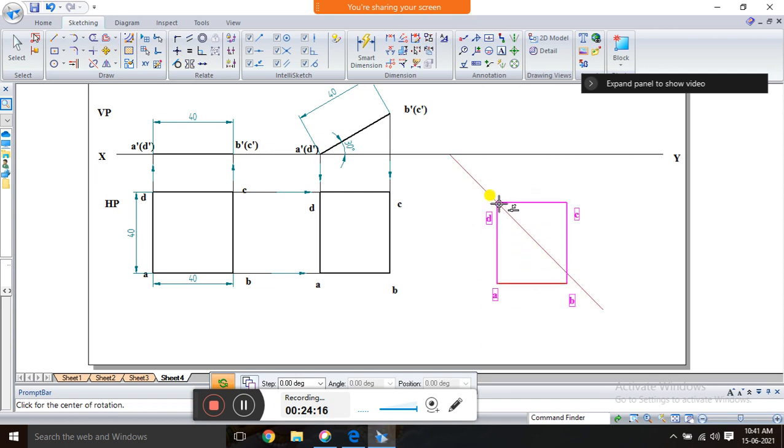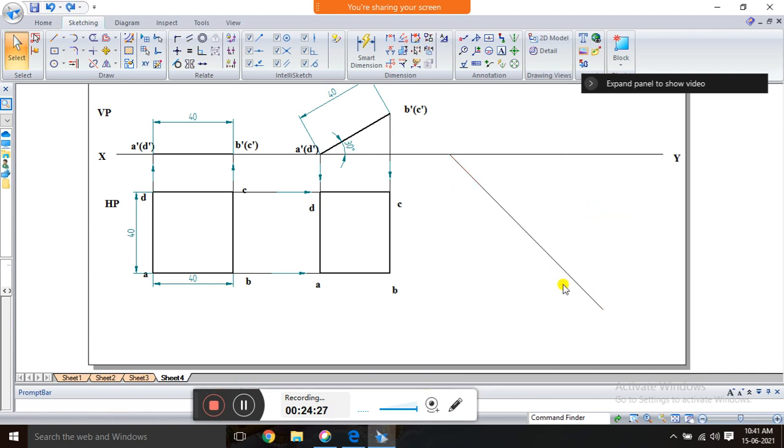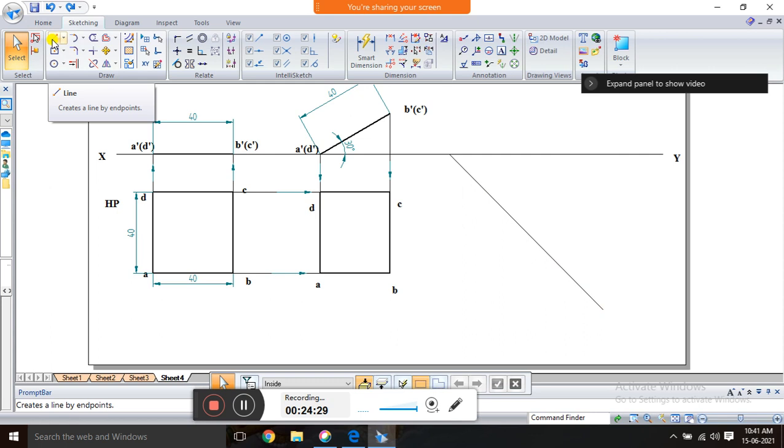I'm going to rotate this point like this. This is the software method. But manually, you have to place this first, and measure all the distances. Either you can use a scale or a compass.